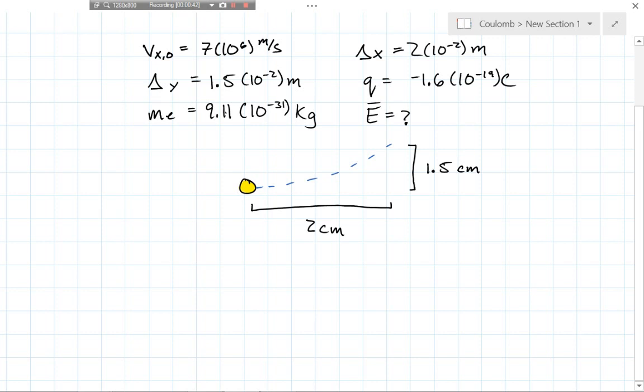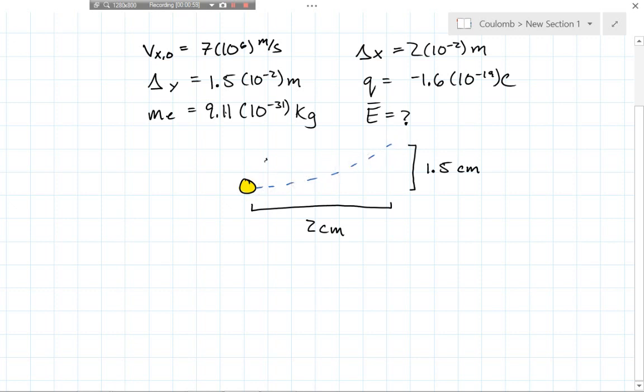And we're asked to find the magnitude and direction of the electric field that caused this electron to get displaced in the y direction. So the idea in this problem is that there is an electric field that's pointing in the up and down direction, and that exerts a force on this electron, causing it to get displaced in the y direction.